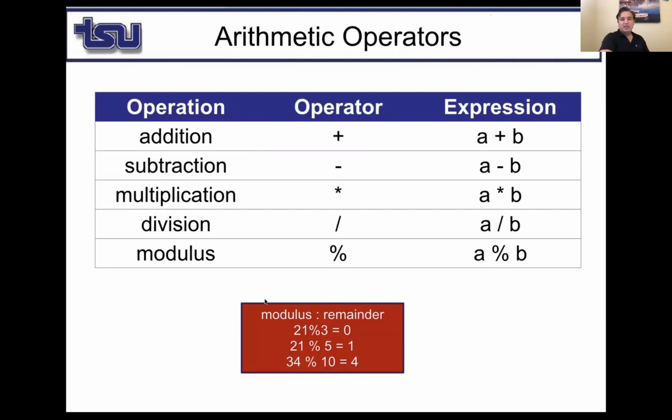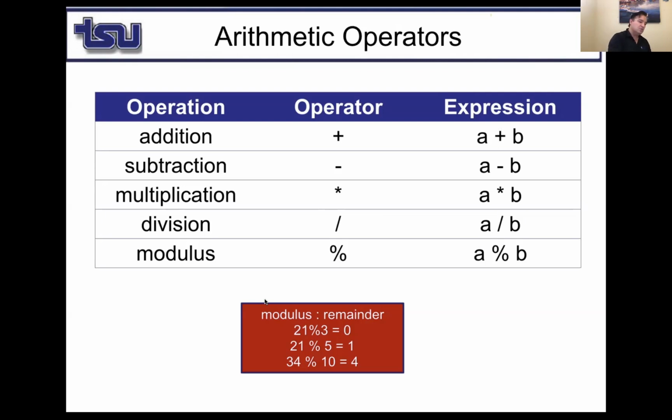Arithmetic operators. Arithmetic operators are just standard operators. We have addition, subtraction, multiplication, division with /, and modulus. Modulus is the remainder of your divide. For example, if you divide 21 by 3, there is no remainder. 7 times 3 is 21. If you do 21 modulus 5, it is 1, because 4 times 5 is 20, and the remainder is what? 1.